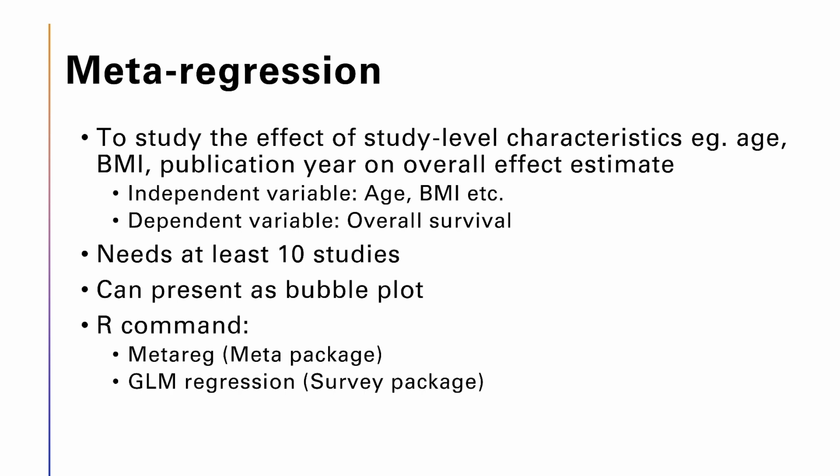And there are two options for conducting meta-regression in R. The most commonly used is the metareg command, which can be found in the meta package. Metareg is typically used for double-arm studies. In comparison, the generalized linear model, which can be found in the survey package, is a more flexible type of regression, which can be used for single-arm analysis.